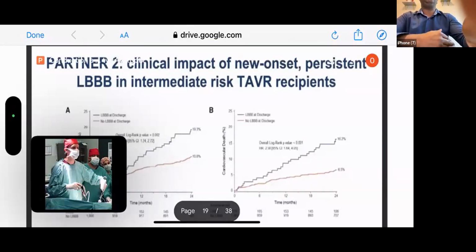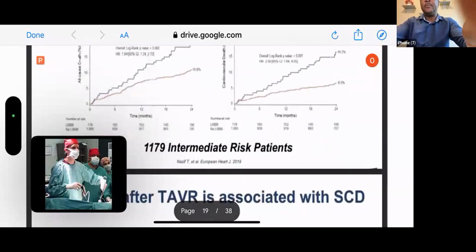But if a patient developed left bundle branch block and was discharged, it has been shown that they have also increased all-cause mortality and also increased cardiovascular death. That is death due to cardiovascular causes.